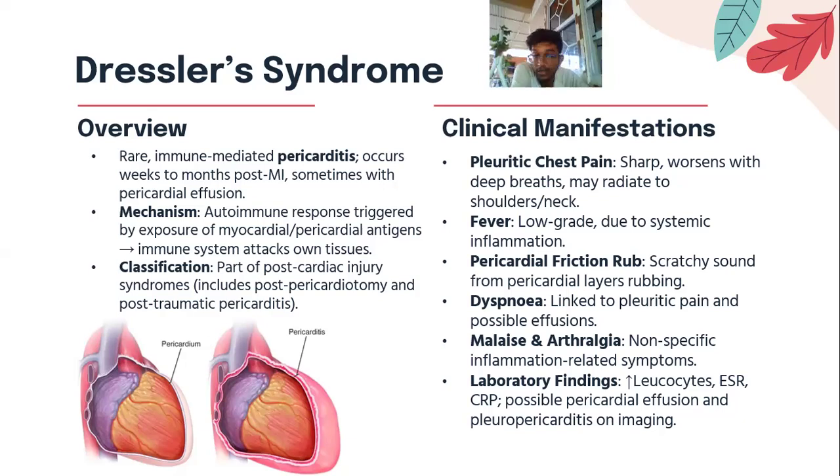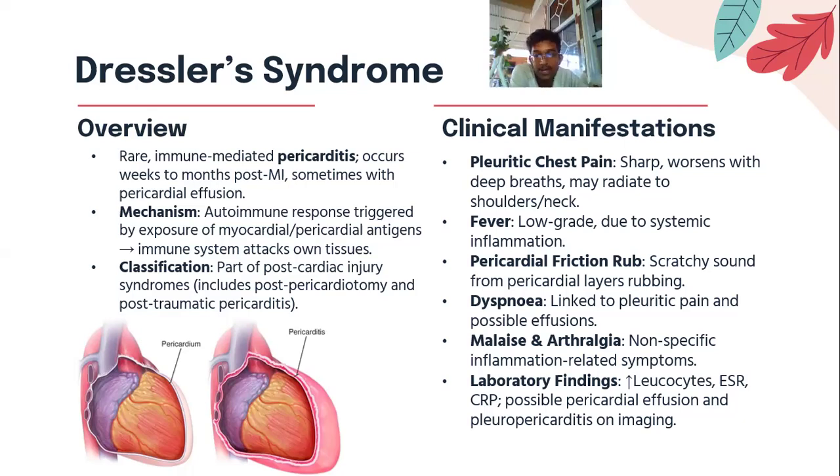The pericardium, as we mentioned earlier in the video, is the fibroelastic sac surrounding the heart. And this pericarditis is often with or without pericardial effusion. The exact mechanism of Dressler syndrome remains incompletely understood, but it is widely accepted to be an autoimmune response. After a myocardial infarction, the damage of myocardial cells and exposure of intracellular antigens from the injured myocardium or pericardium may trigger an immune response.